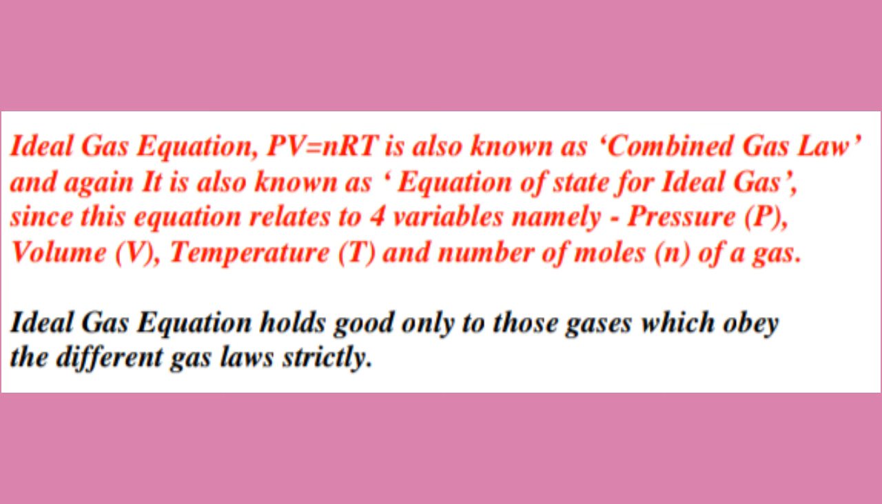The ideal gas equation PV equal to nRT is followed only by gases that strictly obey Boyle's law, Charles law and Avogadro's law at all temperatures and pressures. Such gases are said to follow the ideal gas equation.